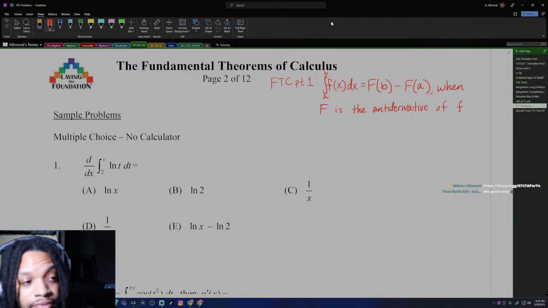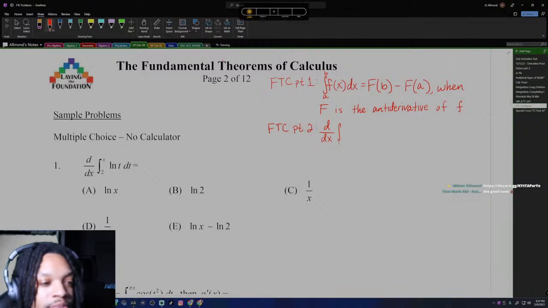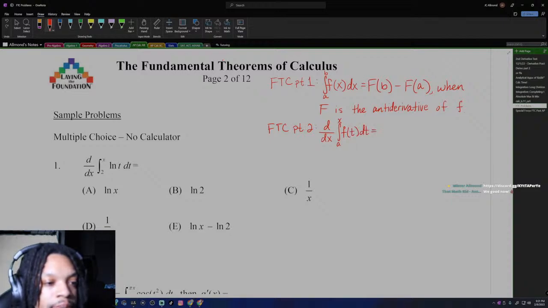Plain and simple. Now, part 2 says, this one is kind of neat and convenient. It says that if you have a derivative of an integral from some number, it doesn't matter what number it is, so I'm going to put a to x of any function, the derivative and the integral cancel each other out. That's basically what it says. So this is just equal to f of x.